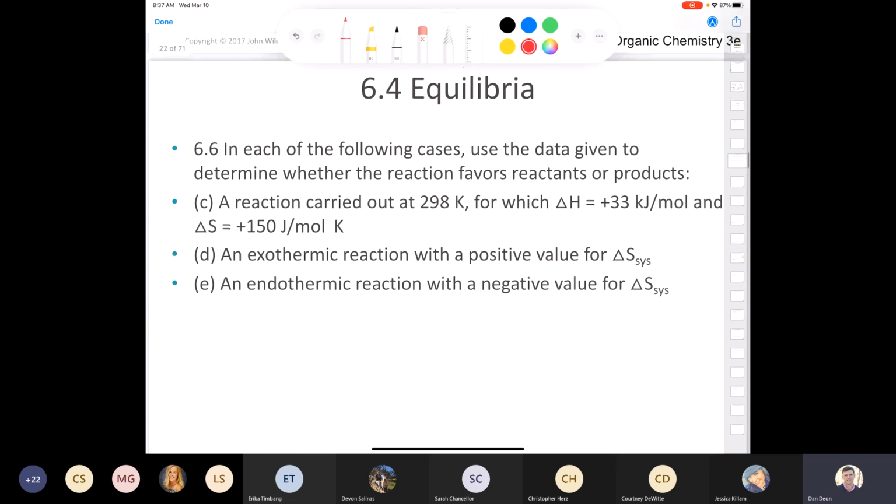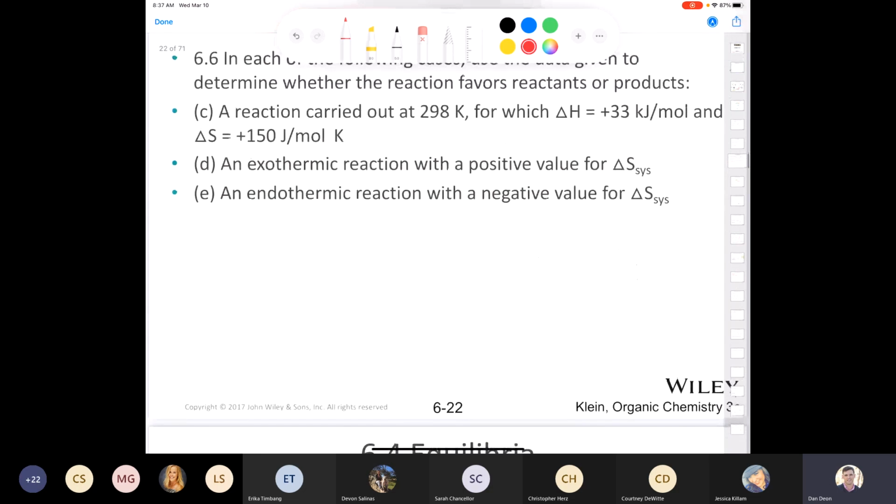All right, let's move on and look at something maybe a little more complex. It says in C, you have a reaction carried out at 298 Kelvin, so that's 25 degrees Celsius. You've got a delta H of positive 33 kilojoules per mole, and you have a delta S of positive 150 joules per mole Kelvin. Well, in this case, you can just use the formula. In C, delta G is equal to delta H minus T times delta S. The only problem here is that our units don't work together, do they? Here we have kilojoules and here we have joules.